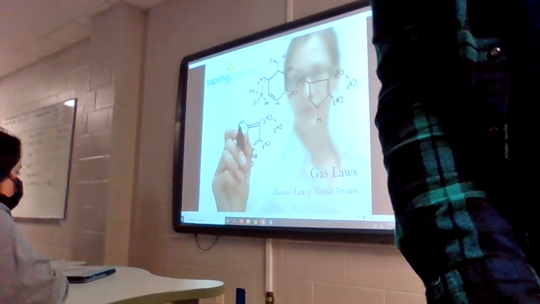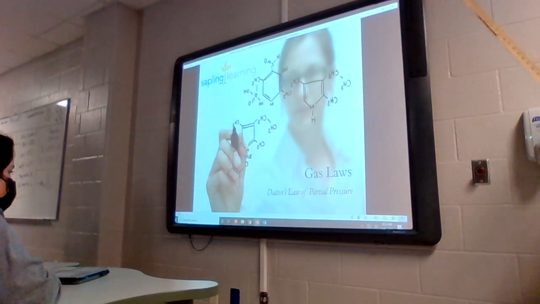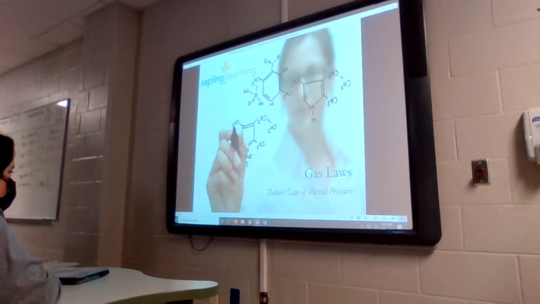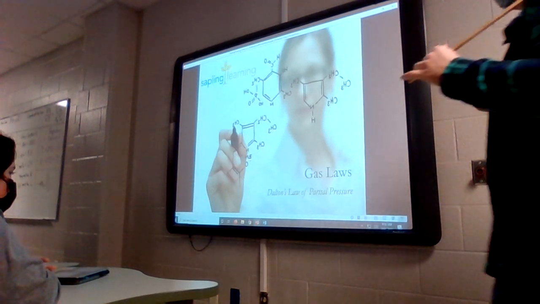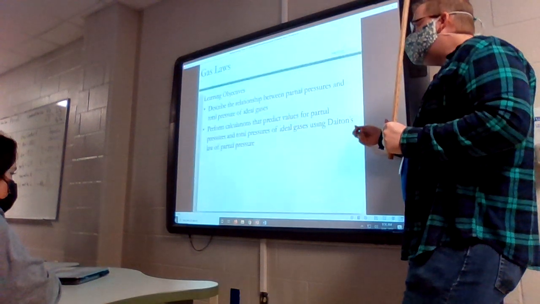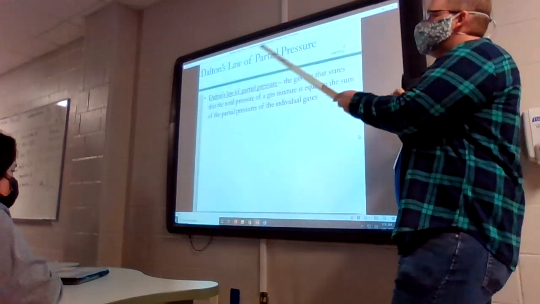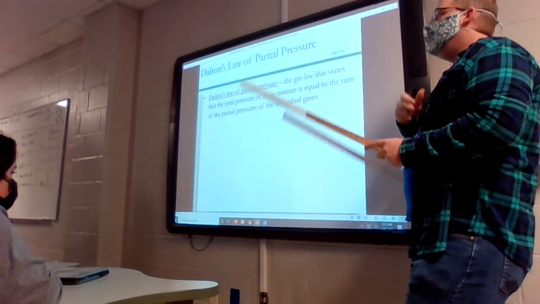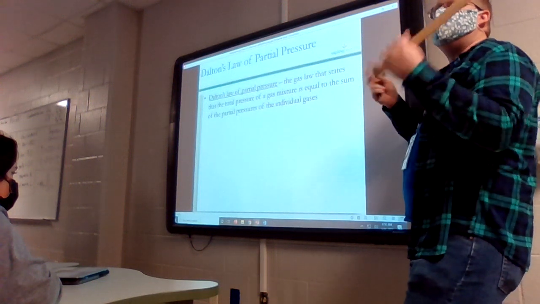Start to do it, which they probably will, just to make it a little bit more difficult. The hardest part of this is going to be converting in between different pressures. I don't know that they'll have you do a lot of it, but today what we're starting with is Dalton's law of partial pressures. And this is just the idea behind mixing gases.